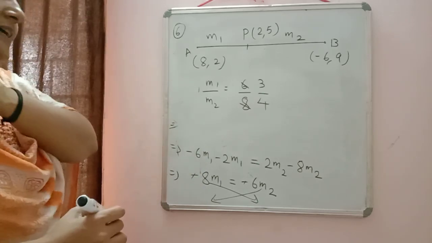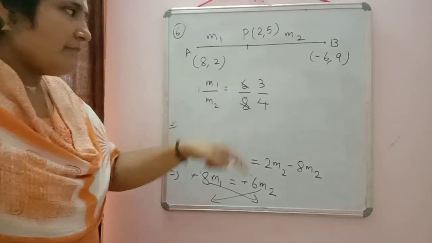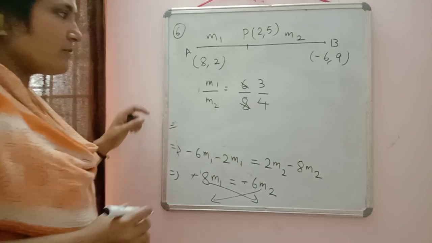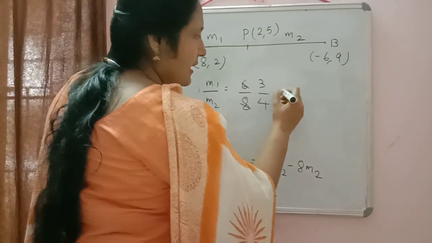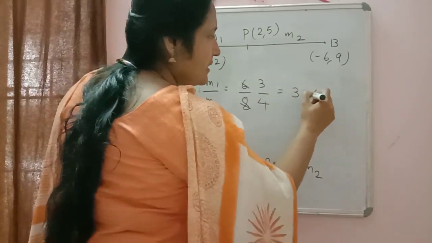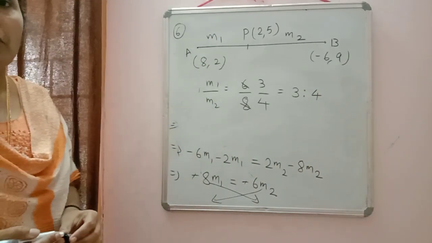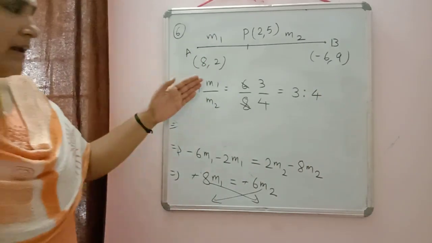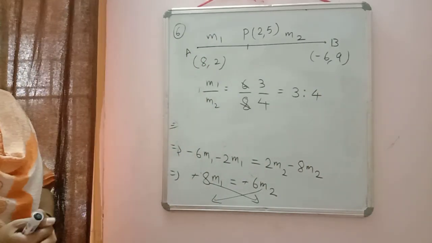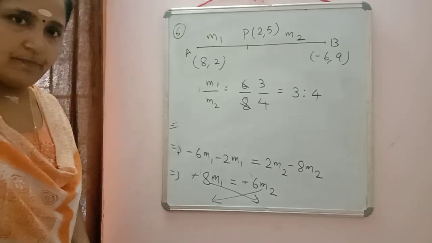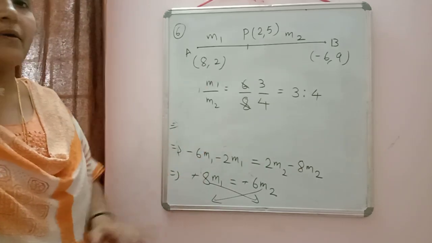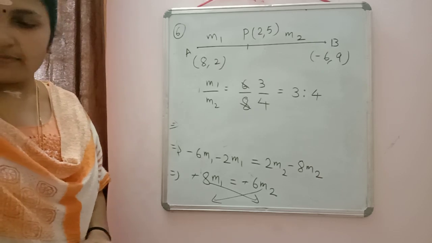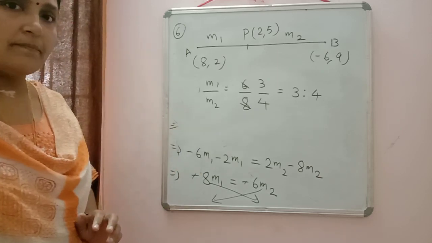Whenever you write the ratio, if any common factor is there, cancel it by that common factor. So we got the ratio as 3:4. In this method we have calculated the value of m1 by m2. This is one method to calculate the ratio. Hope this method is clear to you.